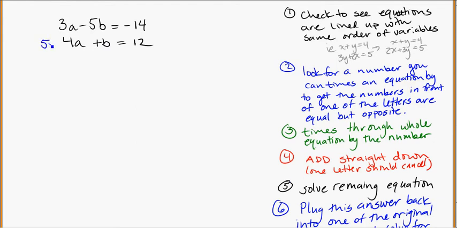So I am actually going to times that whole equation by 5. And I have to times the whole thing, all the terms. So we will go ahead and times that 5 through to all 3 of those terms. So 5 times 4 is 20a, and 5 times 1 is going to be 5b, and 5 times 12 is going to be 60. Okay? And we still have the original top equation as it was, 3a minus 5b equals negative 14.